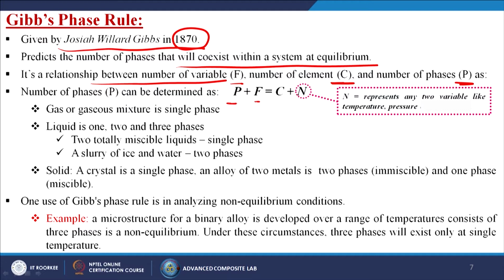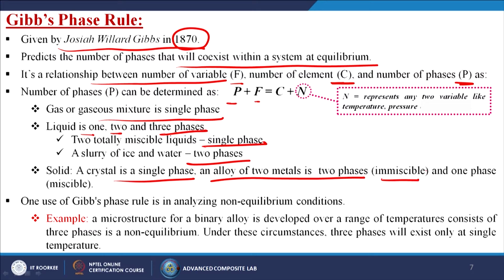Generally a gas or gaseous mixture is a single phase, and a liquid can be 1, 2 or maybe 3 phases. Totally miscible liquids are a single phase, and a slurry of ice and water is 2 phases. What about a solid? A crystal is a single phase, and an alloy of 2 metals is 2 phases if it is immiscible and 1 phase if it is properly miscible.